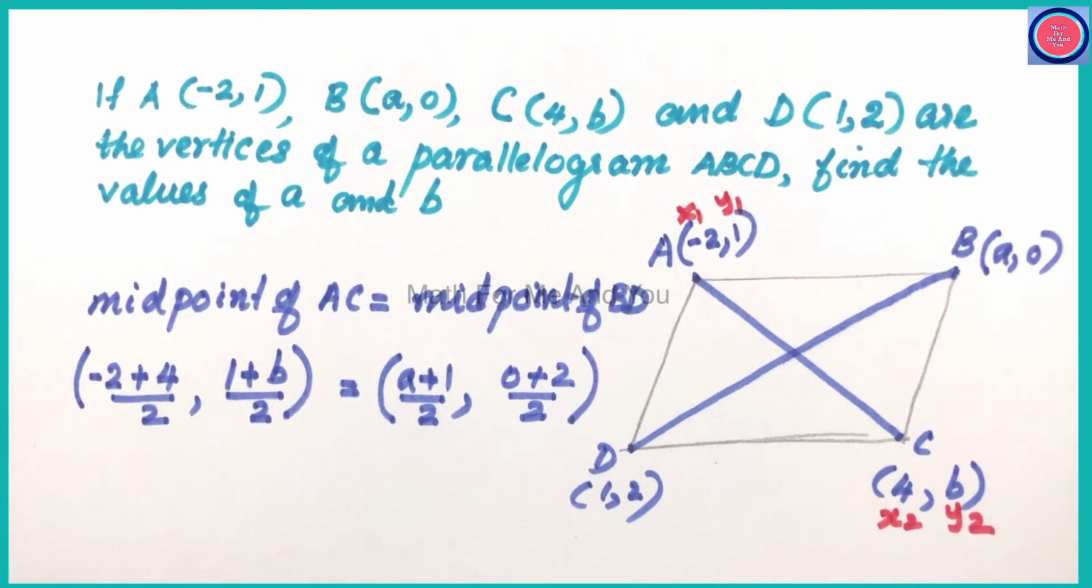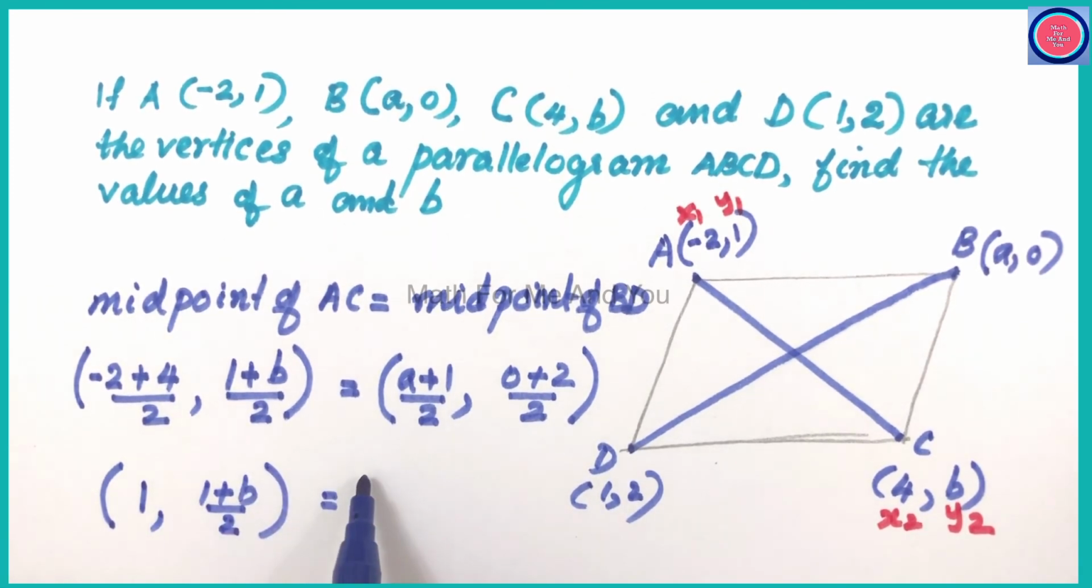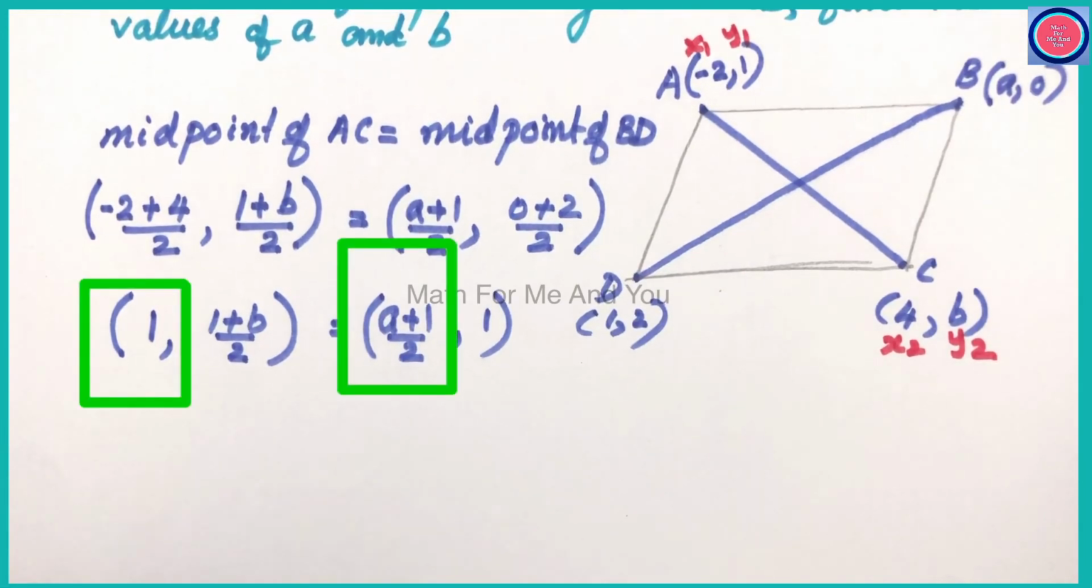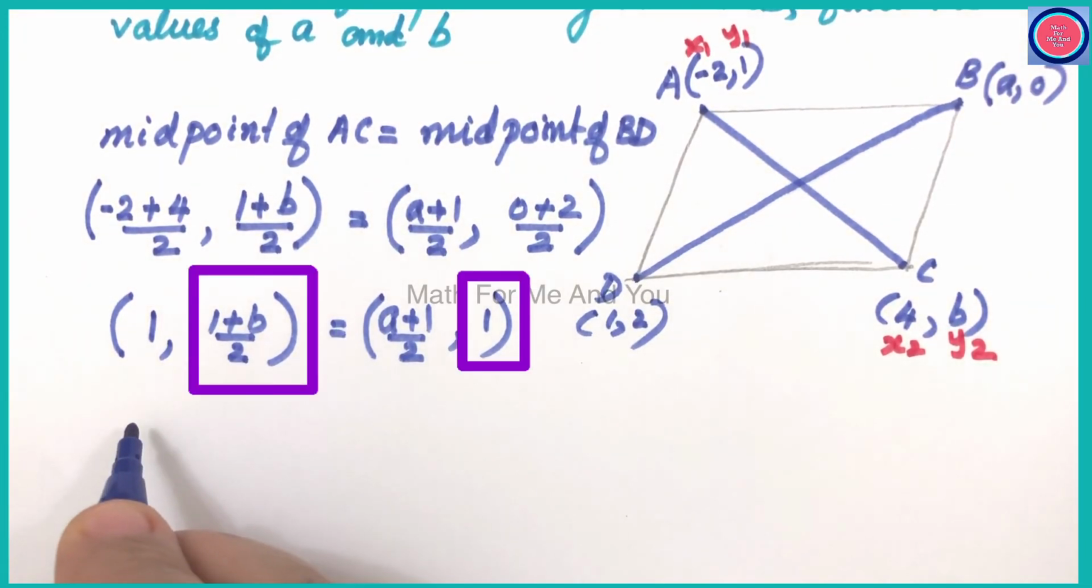Simplify both the brackets. We get minus 2 plus 4, that is 2, 2 over 2, 1. Then 1 plus b over 2, we write the same as it is. This is equal to a plus 1 over 2, we write the same. Then 0 plus 2, that is 2, 2 over 2 is 1. See, the left side point is equal to the right side point. What is the meaning? The x coordinates are equal and the y coordinates are equal.